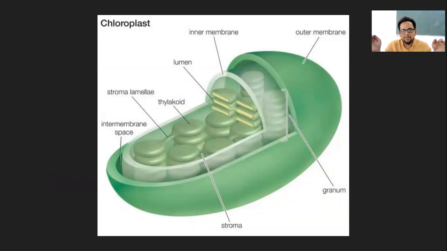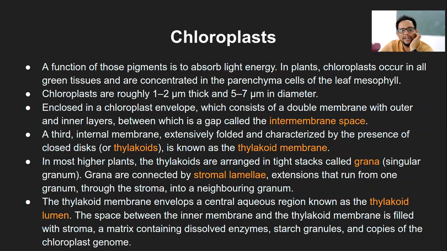Then there will be the outer membrane, sorry, the inner membrane, and then the outer membrane. So that is the general arrangement of the thylakoid. In most of the higher plants, thylakoids are arranged in tight stacks, which we call grana. Singular is granum, grana is the plural. So it's like you keep plates one above the other, and that stack you get is the grana, and individually these plates will be called thylakoids.